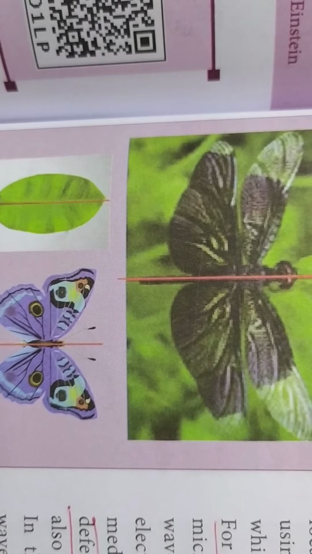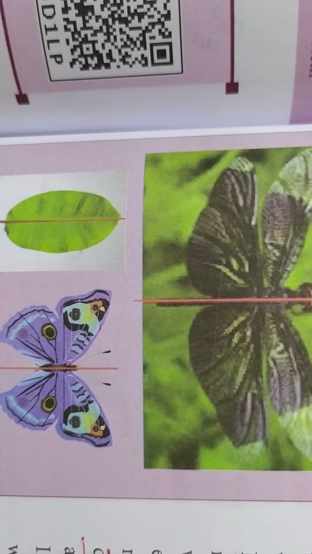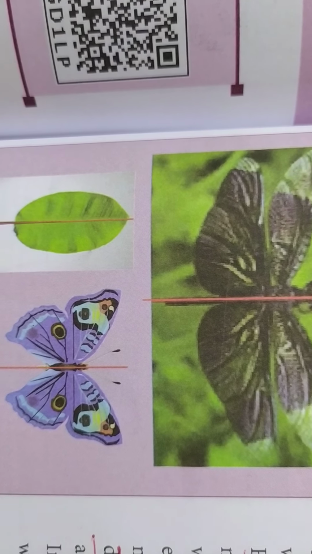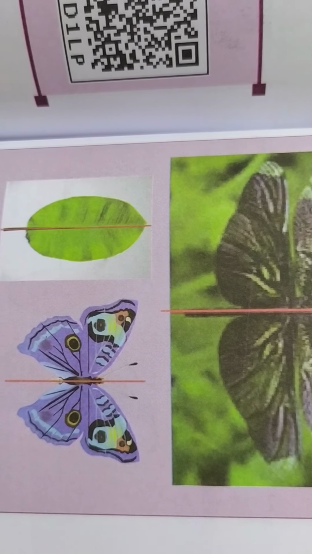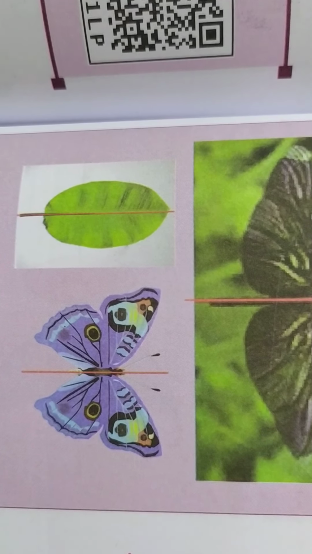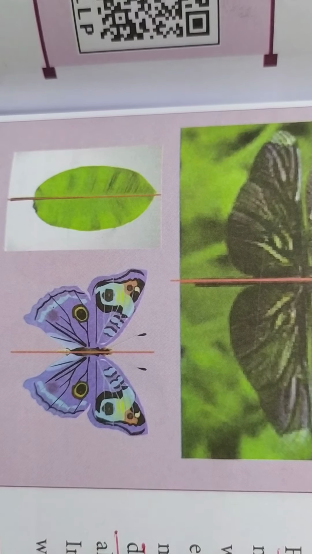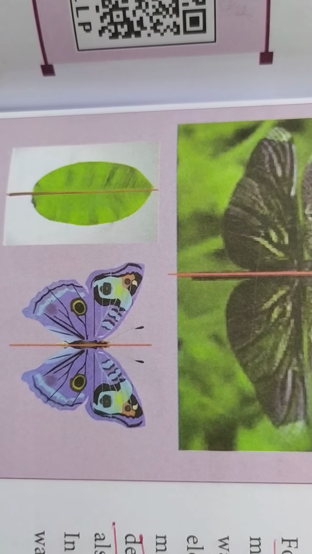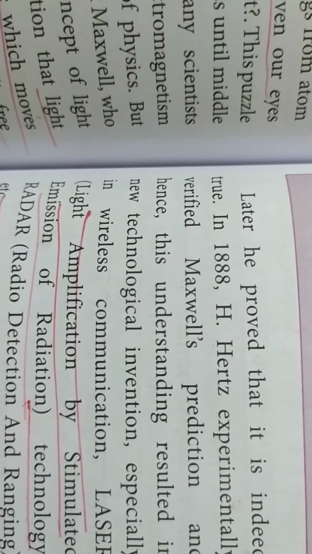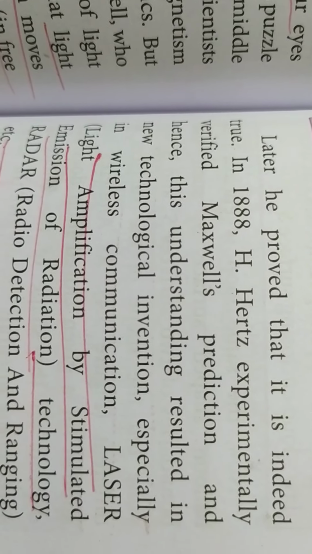In nature, when you see the butterfly or the leaf, they are symmetric. The left hand side and right hand side are symmetric in nature. So also in the case of electromagnetic waves, the change in electric field produces a magnetic field, and vice versa. This was experimentally verified by Maxwell.